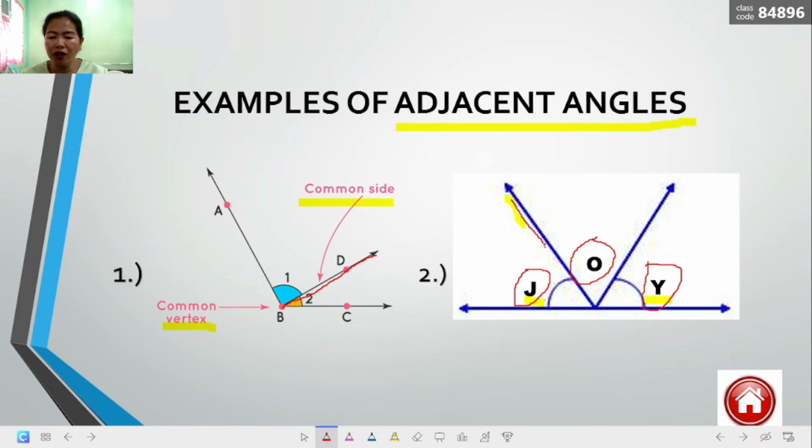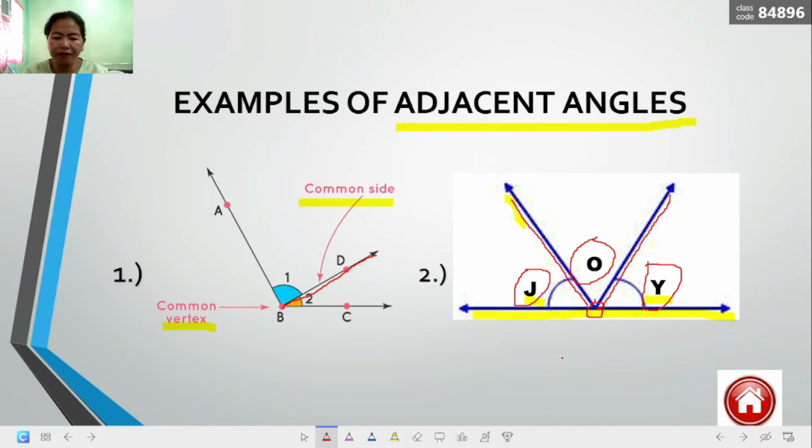Then for angle O and angle Y, they are also considered adjacent angles because they share a common side. And all these three angles share a common vertex. And these three angles show a straight angle: angle J plus angle O plus angle Y. Of course, although there is no measurement, it shows a straight angle. So a straight angle measures 180 degrees.